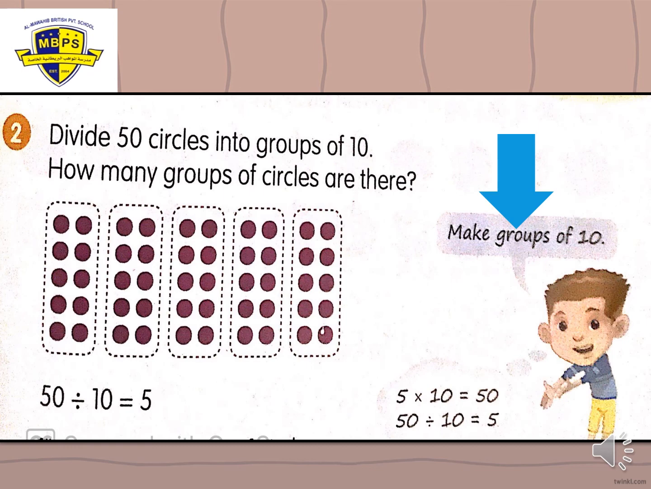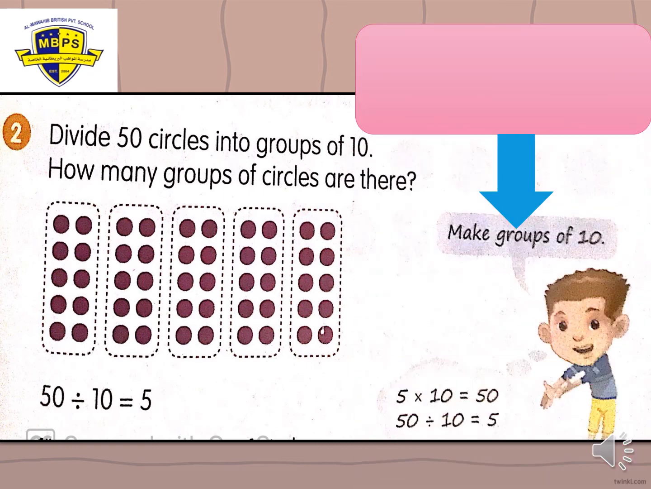Now, can we write a multiplication sentence? Let's try to do it. Start with the number of groups. How many groups we have? We have 5 groups of 10 in each. Equal how many circles in all? 50. So 5 times 10 equal 50.